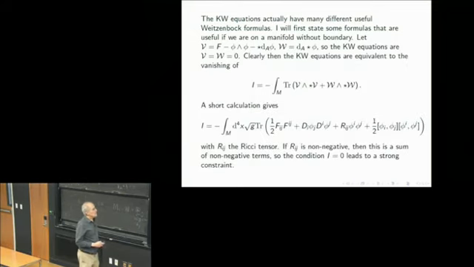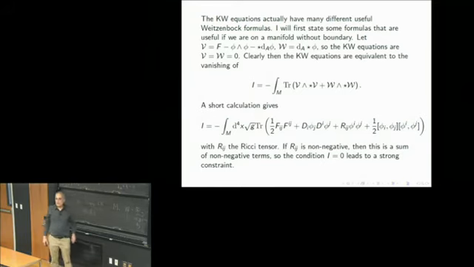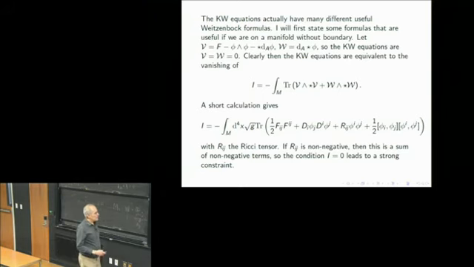Clearly, the KW equations are equivalent to the vanishing of this expression. All I did was to take the sum of the squares of the equations, so it vanishes if and only if V and W vanish. A short calculation reveals a formula for I, where I've assumed that M has no boundary. Otherwise, there would be boundary terms. For the moment, there won't be a boundary. Now you can see that this is a nice sum of positive things, except for a term involving the Ricci tensor. So if the Ricci tensor is non-negative, this would be a sum of non-negative terms, and we'd get a very strong constraint on possible solutions.